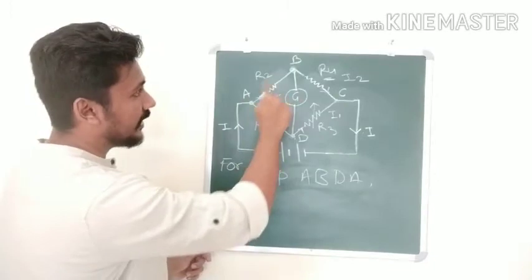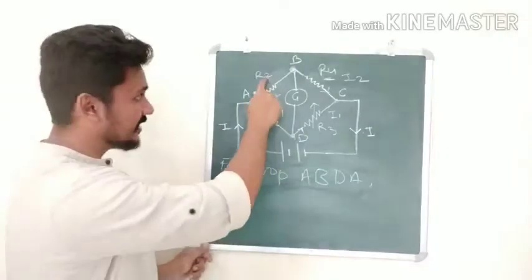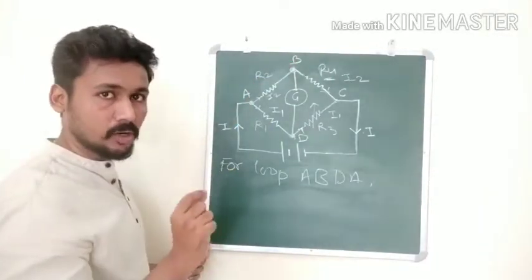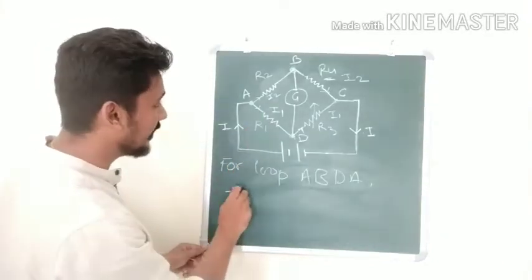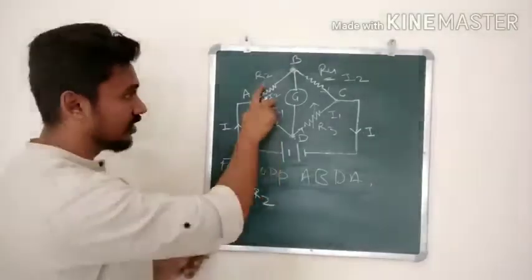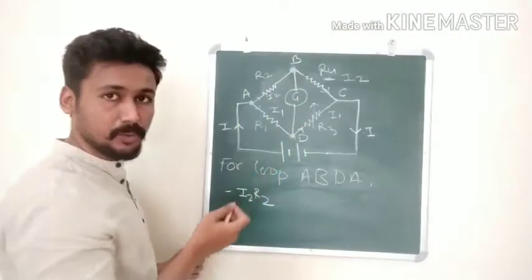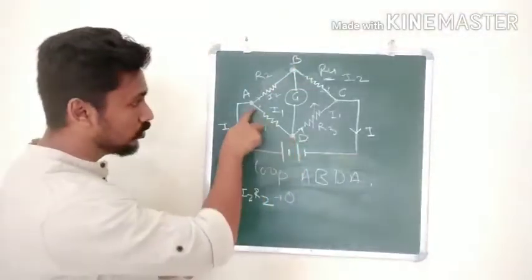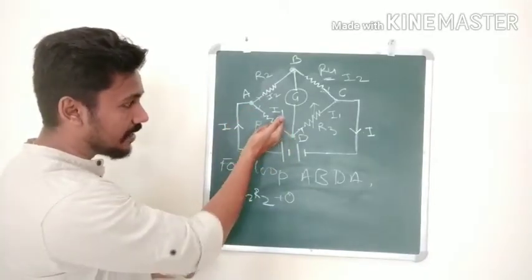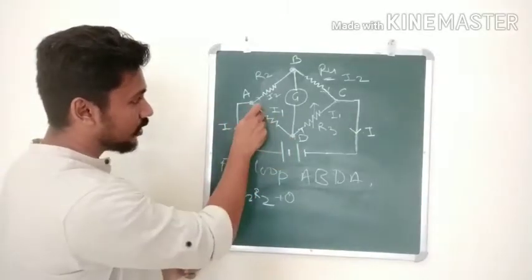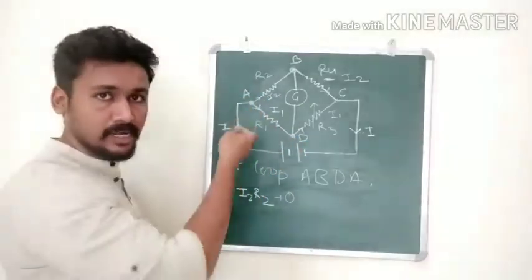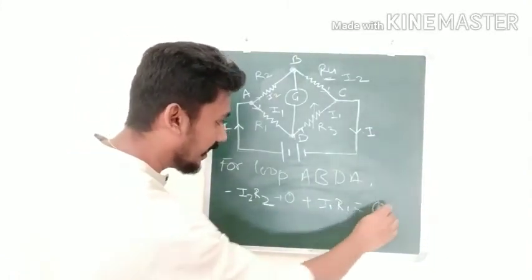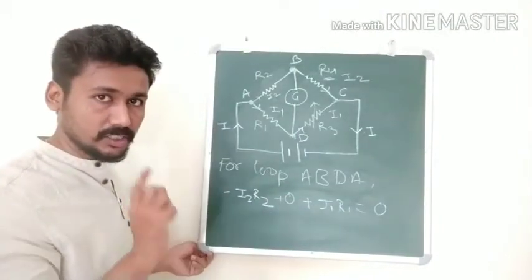How much is the potential drop from A to B? Current is I2 and the resistance is R2. We are going with the current. Because we are going with the current, the potential drop will be negative. So I get minus I2 R2 over here. Then from B to D, how much is the potential drop? Potential drop is 0 because they are at the same potential. So plus 0. Then from D to A, how much is the potential drop? It will be I1 R1. We are going against the current. You can see the direction of current is A to D. Because we are going against the current, the potential drop will be positive. So here I will write plus I1 R1, and this will be equal to 0 according to Kirchhoff's loop rule.